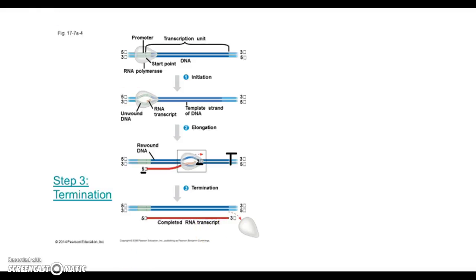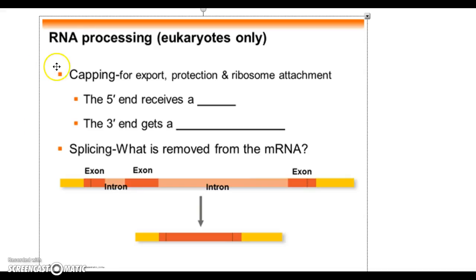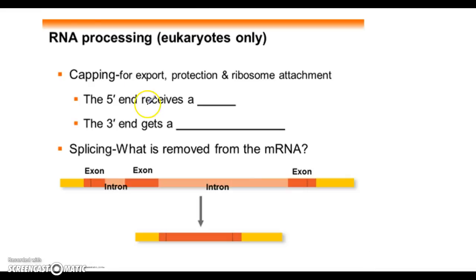Okay. And so this next step, remember, is one of the things that's special and unique about eukaryotes: they do an extra little step called RNA processing. And RNA processing really is twofold. There are basically two steps that happen. There's a capping step and a splicing step.